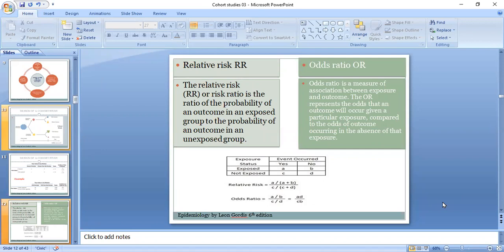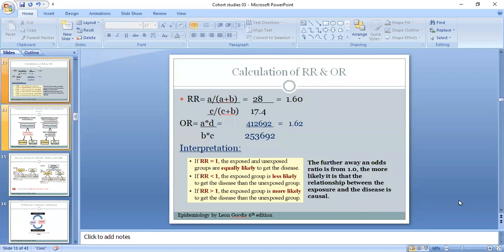The relative risk or risk ratio is the ratio of the probability of an outcome in an exposed group to the probability of an outcome in an unexposed group, while the odds ratio is a measure of association between exposure and outcome. The odds ratio represents the odds that an outcome will occur given a particular exposure, compared to the odds of the outcome occurring in the absence of that exposure. And these are the formulas for calculating both the relative risk and odds ratio. In cohort studies, both the relative risk and odds ratio can be calculated.